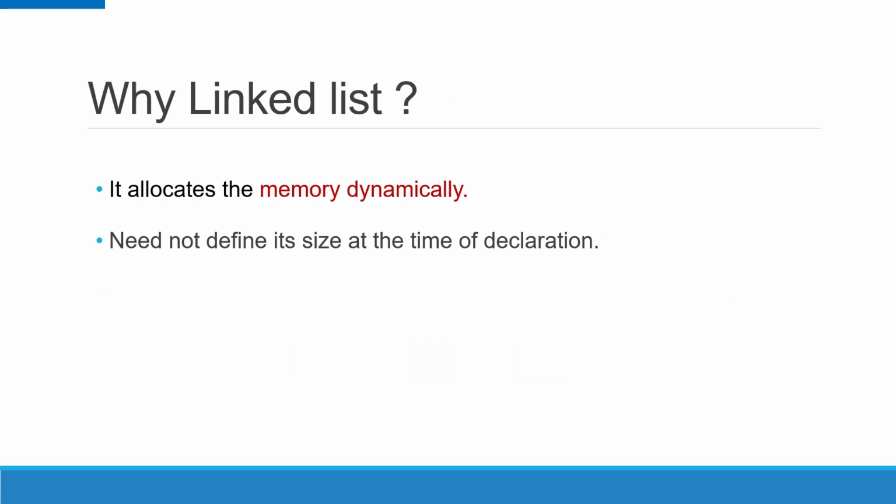Next is why linked list. Our array has got some disadvantages. Like the array size is fixed and it follows static memory allocation, which means you cannot change the size of an array during the execution. So during the declaration of the array, if you give the size as 10, you cannot increase the size later. That is the main disadvantage of the array data structure.